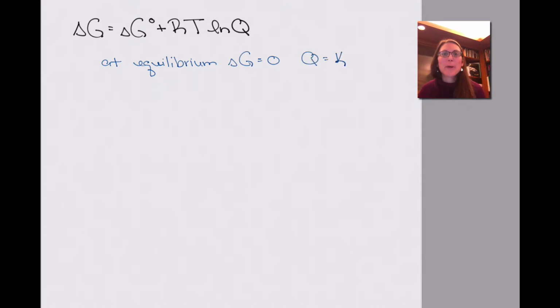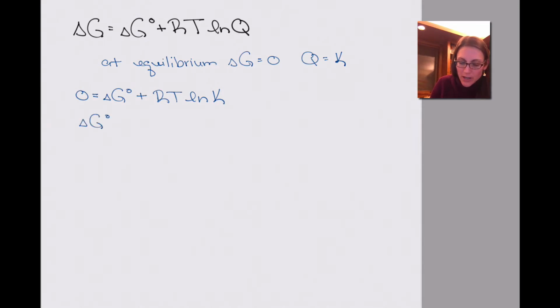That's part of the definition of what's going on at equilibrium. Q is equal to K. And we talked about the fact last week that delta G is equal to 0. And so if we take this and we plug these values into our equation, so delta G is 0, delta G naught is a value based upon those standard conditions, RT ln of K. So let's take this and rearrange this and solve for delta G naught. So delta G naught is equal to negative RT ln of K.